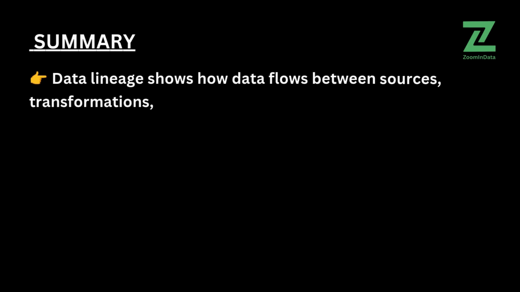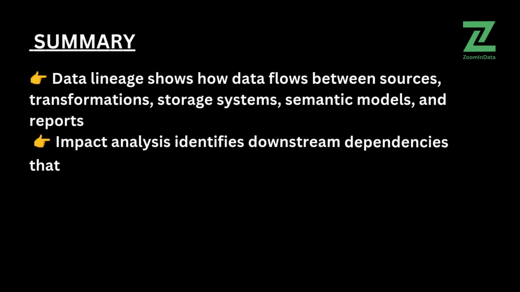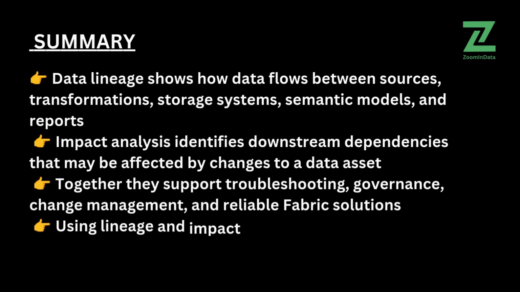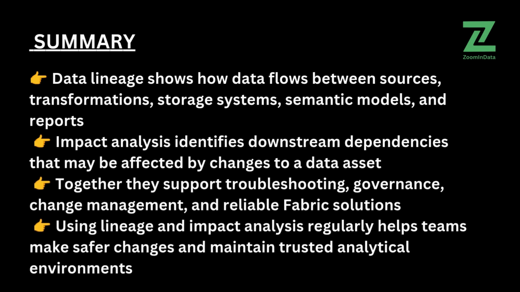Data lineage shows how data flows between sources, transformations, storage systems, semantic models, and reports. Impact analysis identifies downstream dependencies that may be affected by changes to a data asset. Together they support troubleshooting, governance, change management, and reliable Fabric solutions. Using lineage and impact analysis regularly helps teams make safer changes and maintain trusted analytical environments.